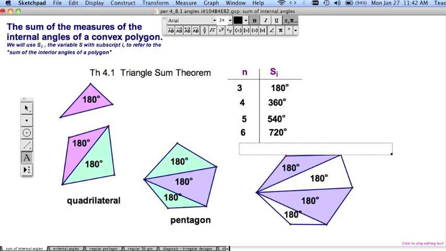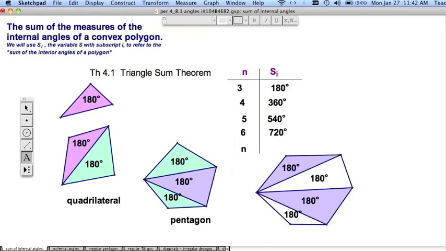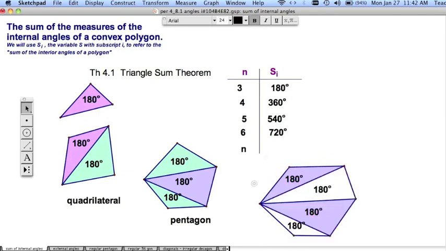If I have n sides, where n is a variable. Now we're going to develop something right here. I'm looking at n. On the simple triangle, n is how many? What is n on this figure? 3.